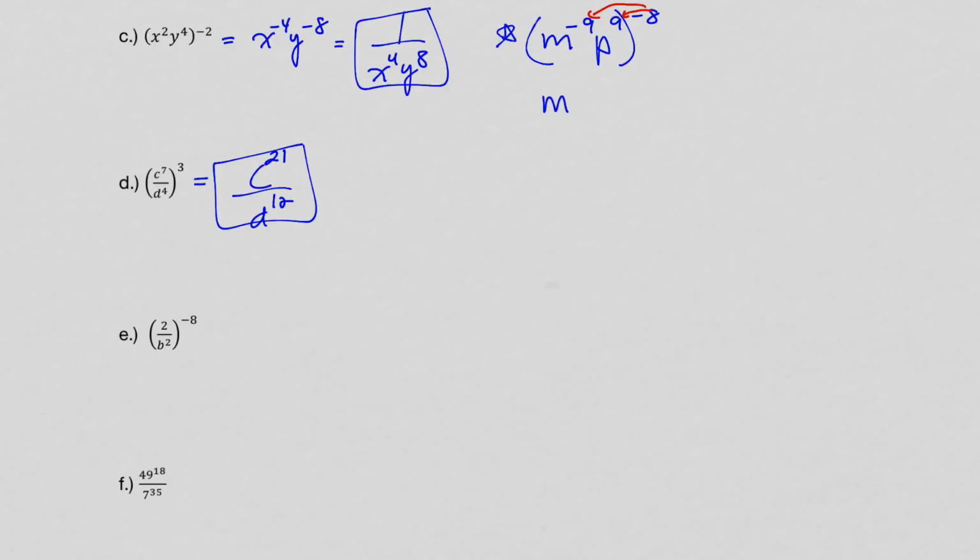The first one is going to be negative 9 times negative 8, which is positive 72. And the second one is going to be negative 72. So one's positive, one's negative. And then you need to go ahead and move the p down to the bottom. Now it's positive. Okay. And since they're different bases, we can't do anything else to this expression.